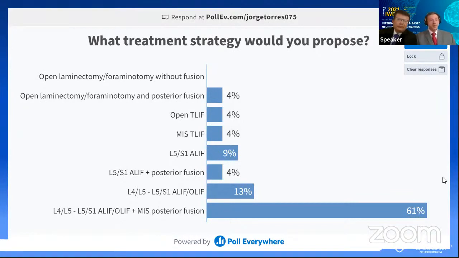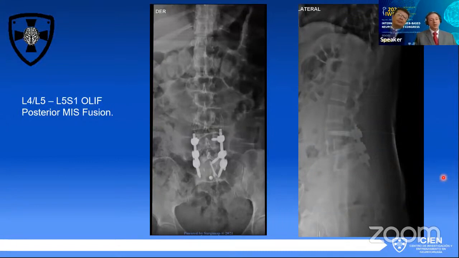So what about an ALIF? Well, ALIF is a very good option. You can treat the lordosis. You can give as much lordosis as you want, but you cannot do it standalone because you have frank instability at the L5-S1 level. So you do need a posterior fusion. So in this case, we opted for an MIS approach with an anterior instrumentation followed by posterior fusion. In this case, an L4-5, L5-S1 OLIF, which a good alternative would also be an L4-5, L5-S1 ALIF plus MIS fusion.